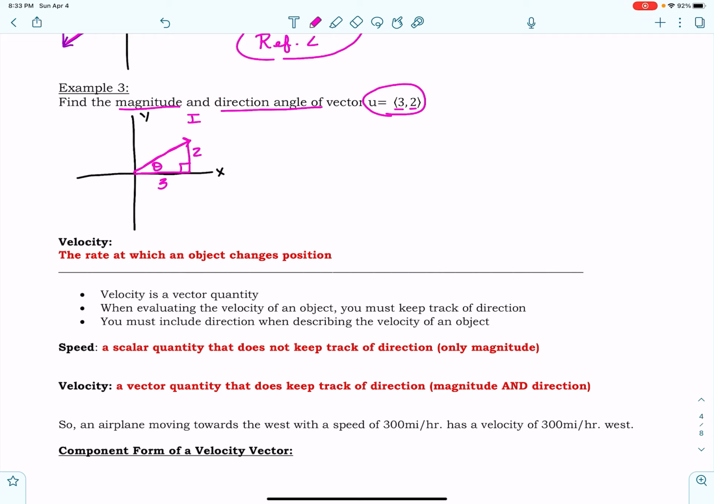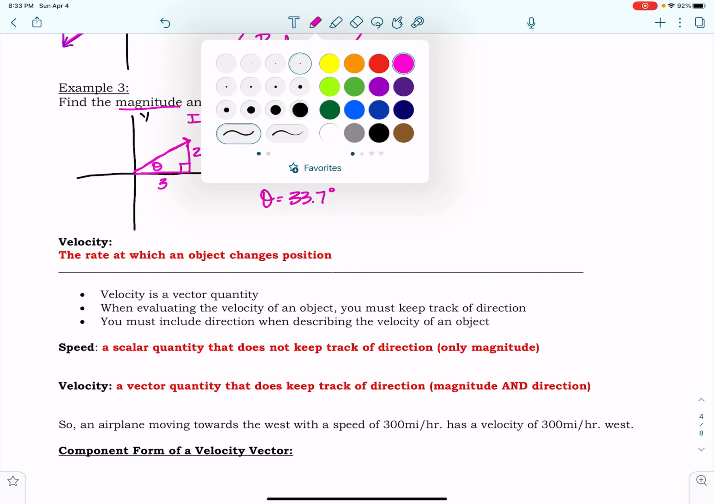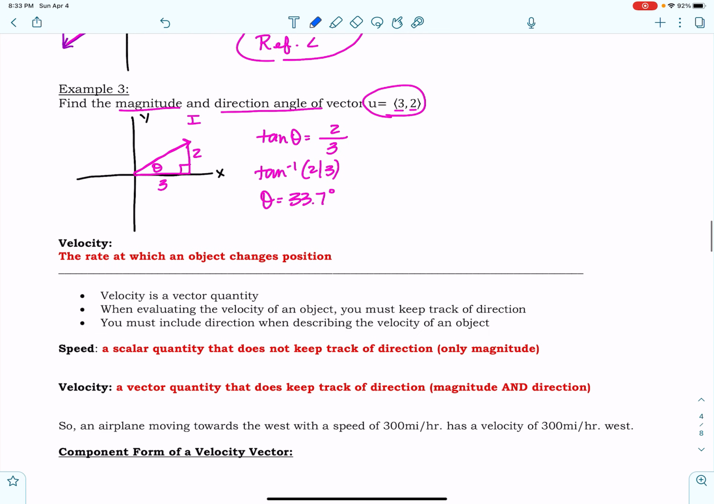Theta's right here. So tangent theta is opposite over adjacent. So tangent inverse of 2 over 3 gives me theta, which is 33.7 degrees. And remember, to find our direction angle, this is the reference angle right here. But to find our direction angle, we start at positive x and we move to the vector. So guess what? When you're in quadrant 1, your reference angle is your direction angle. Okay, so in quadrant 1, the reference angle, which is this one, and your direction angle are the exact same.